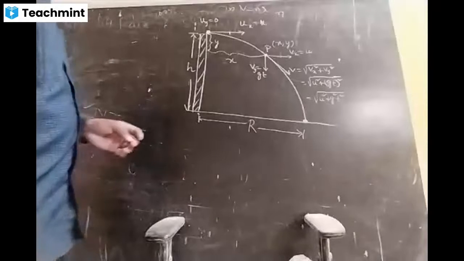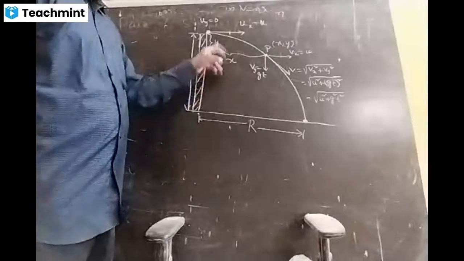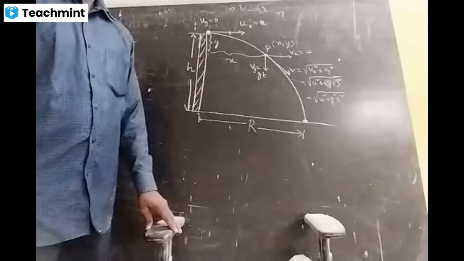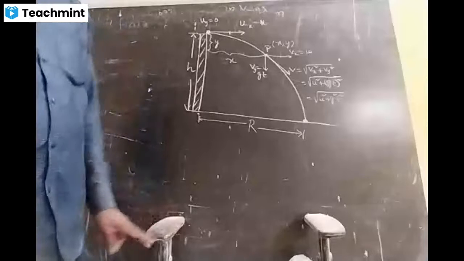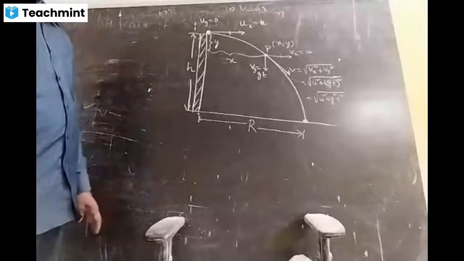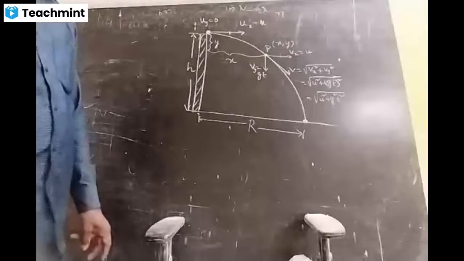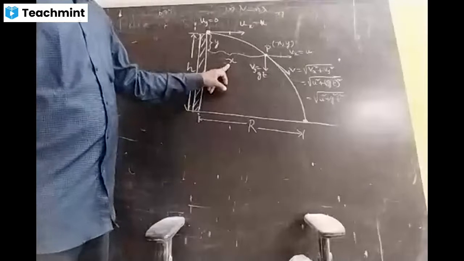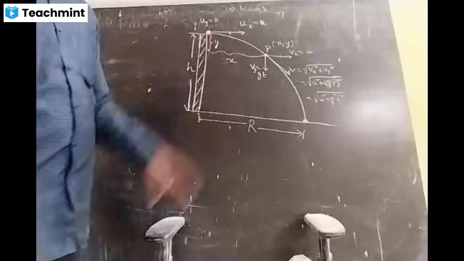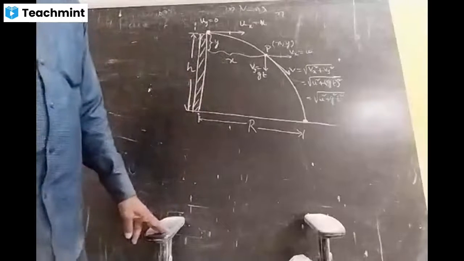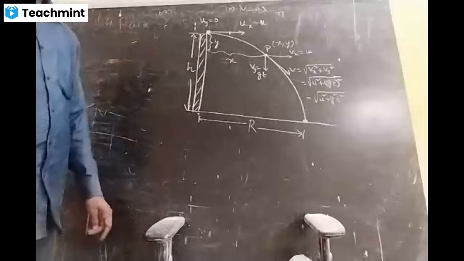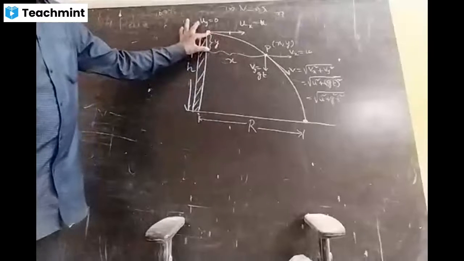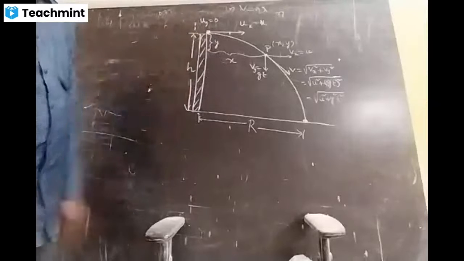Now, as you know very well, the two coordinates x and y are independent of each other because they are mutually perpendicular to each other. But I can express x in terms of time, and I can also express y in terms of time. I will get two equations: one for x in terms of time and the other for y in terms of time.